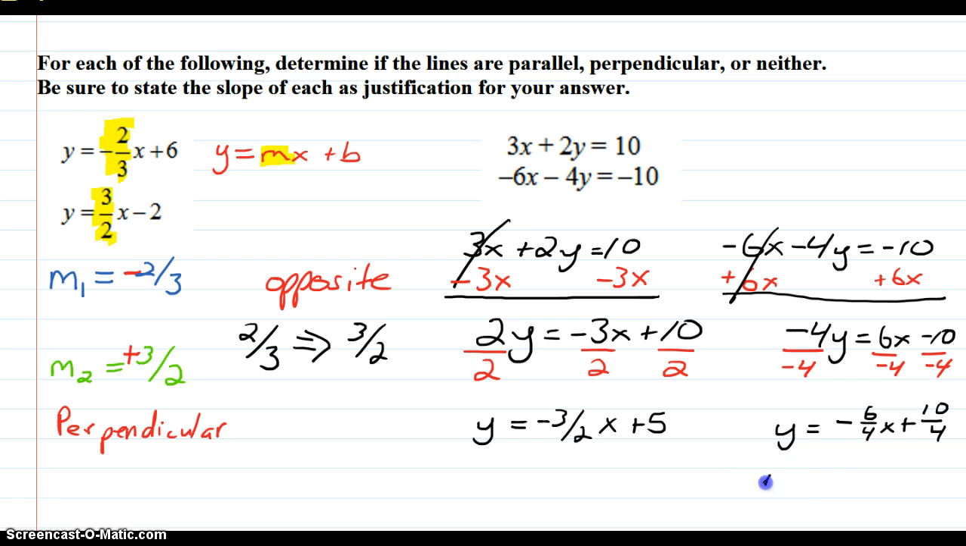And so our negative 6/4 is going to become negative 3/2, and 10/4 is going to become 5/2. And so as we compare these now, we're looking at the slopes, the number in front of the x. So we have negative 3/2, negative 3/2. Since they're the same, we say the lines are parallel. Okay, so the lines are parallel because of the same slope.